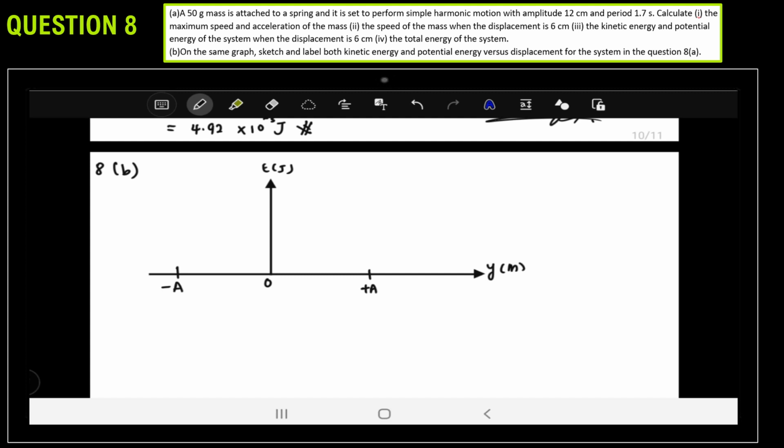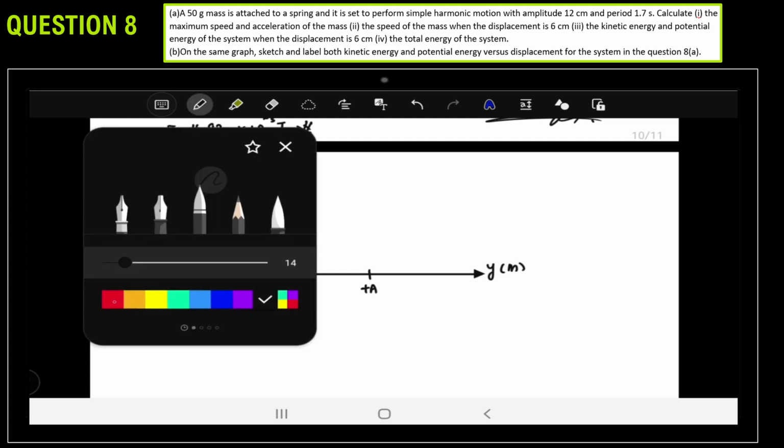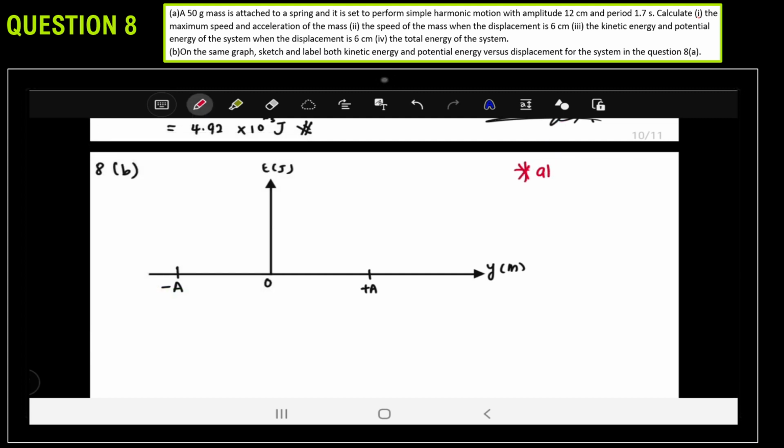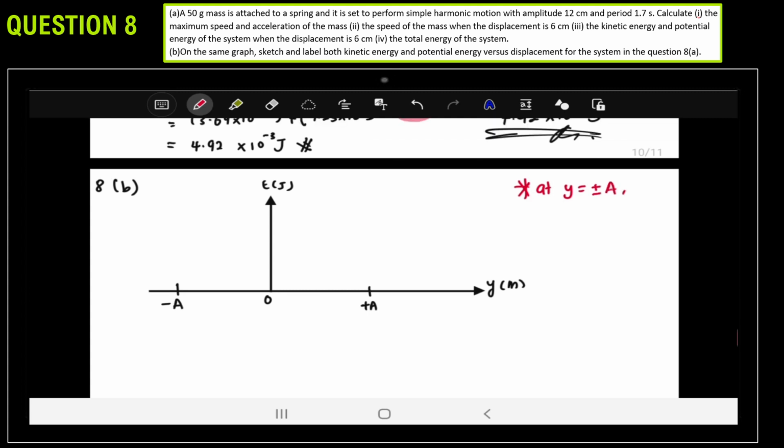Okay, please always remember: at Y equal to positive or negative A, the kinetic energy is equal to 0. When the kinetic energy is 0, the potential energy at positive and negative A is maximum. But at Y equal to 0, the kinetic energy is maximum, but the potential energy is equal to 0. Now let's sketch the graph. For the kinetic energy first, at positive and negative A, the kinetic energy is equal to 0, so here and here. But at Y equal to 0, the kinetic energy is maximum.